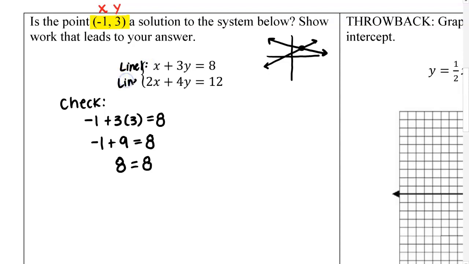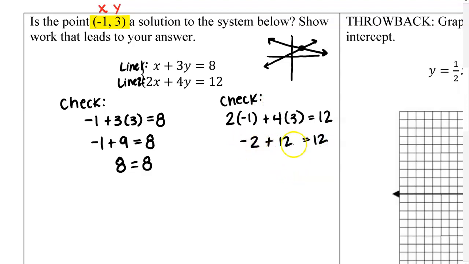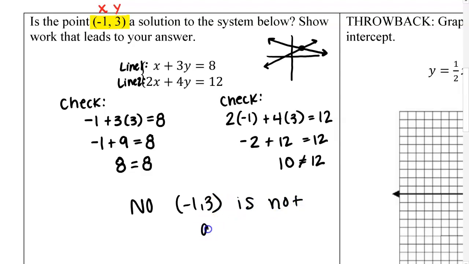Now I'm going to check line 2. In order for the solution to the system to be -1, 3, when I put -1 in for x and 3 in for y, it has to also make this equation true. So I get -2 plus 12. -2 plus 12 is 10, and 10 does not equal 12. This yellow point here was a solution for line 1, but not a solution for line 2. So we would say no, -1, 3 is not a solution.